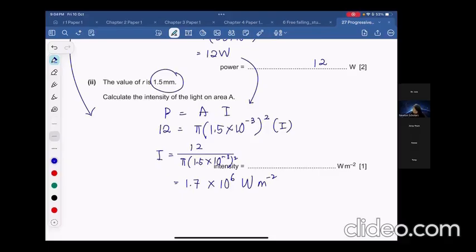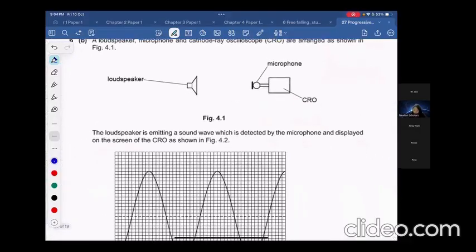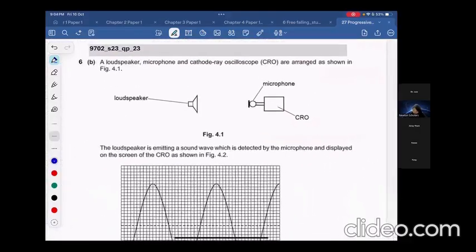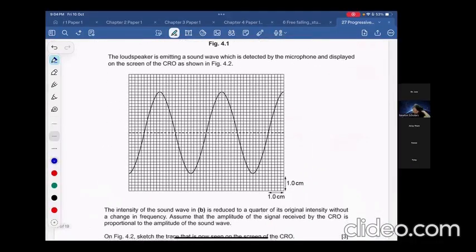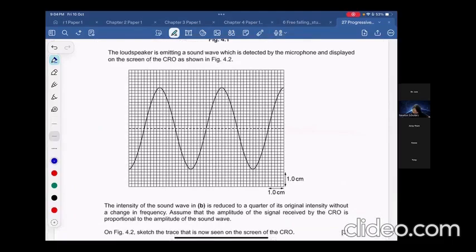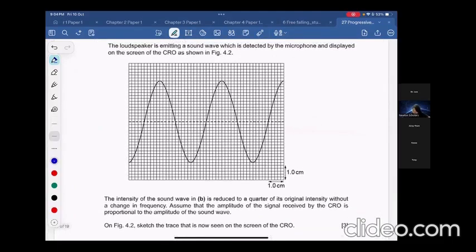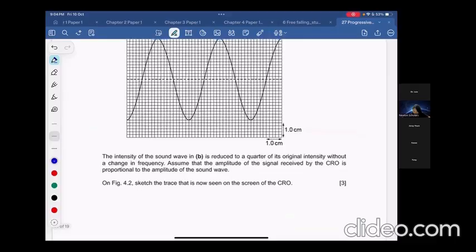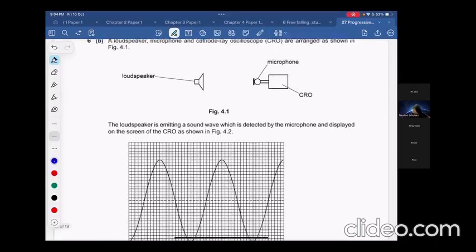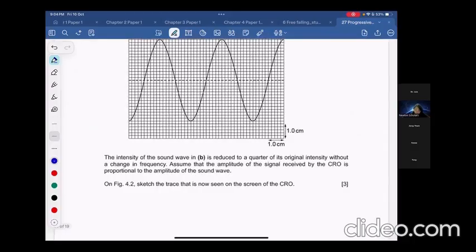Okay, boys and girls, we go to the next page. Loudspeaker, microphone and CRO arrangement. We combine the knowledge that we learned. The loudspeaker is emitting a sound wave which is detected by the microphone. Intensity in this case is reduced to a quarter, 1/4. So your new intensity is 1/4 of your original intensity without changing the frequency. If you didn't change the frequency, your period is constant. Period is the same.